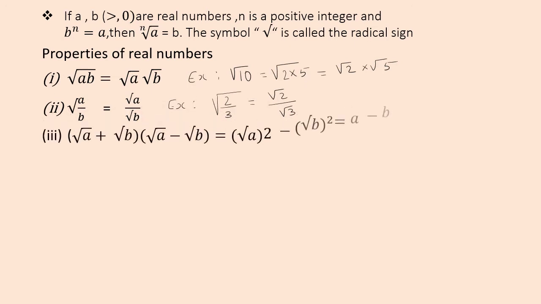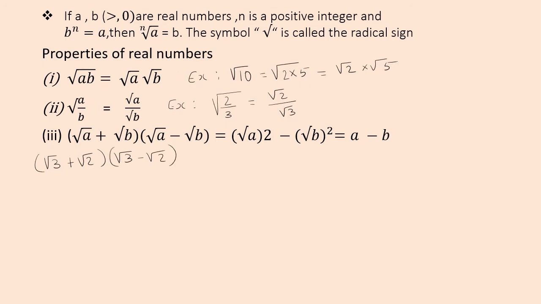Now the third property is root a plus root b multiplied by root a minus root b, that is root a square minus root b square, that is a minus b. Here you are using the identity (a plus b) multiplied by (a minus b). For example, root 3 plus root 2 multiplied by root 3 minus root 2. You have to simplify this.